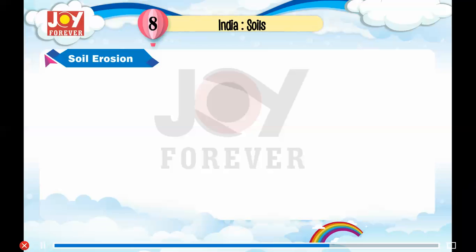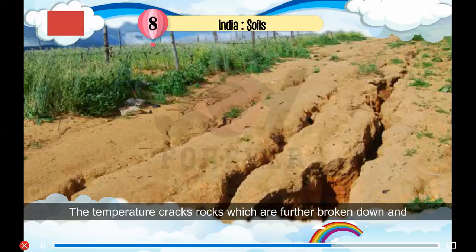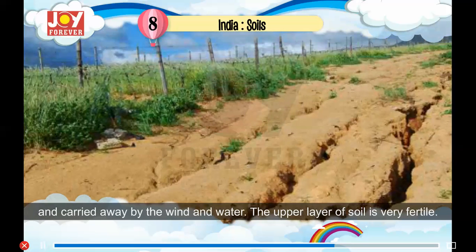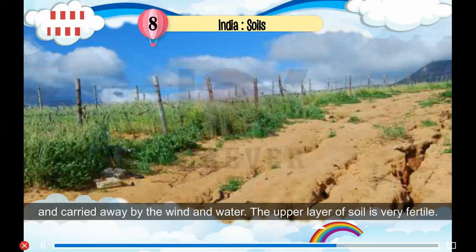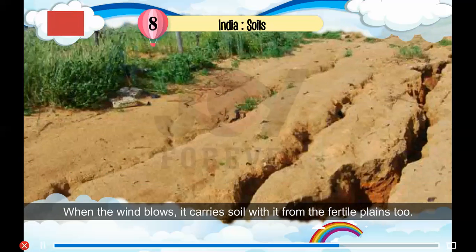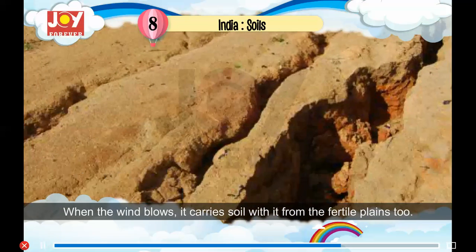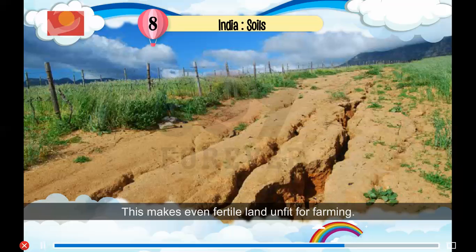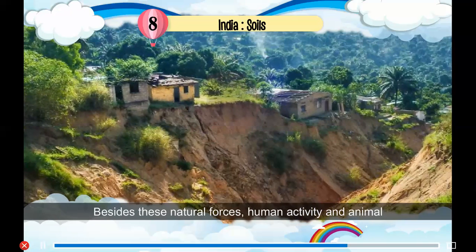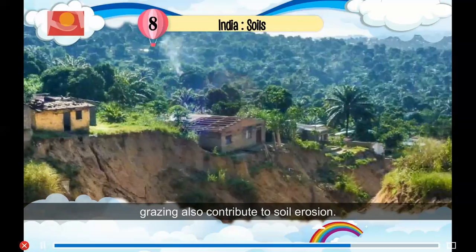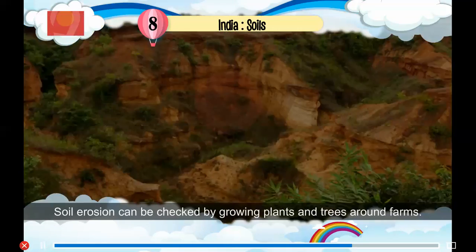Soil erosion. The temperature cracks rocks which are further broken down and carried away by the wind and water. The upper layer of soil is very fertile. When the wind blows, it carries soil with it from the fertile plains too. It is called soil erosion. This makes even fertile land unfit for farming. Besides these natural forces, human activity and animal grazing also contribute to soil erosion.